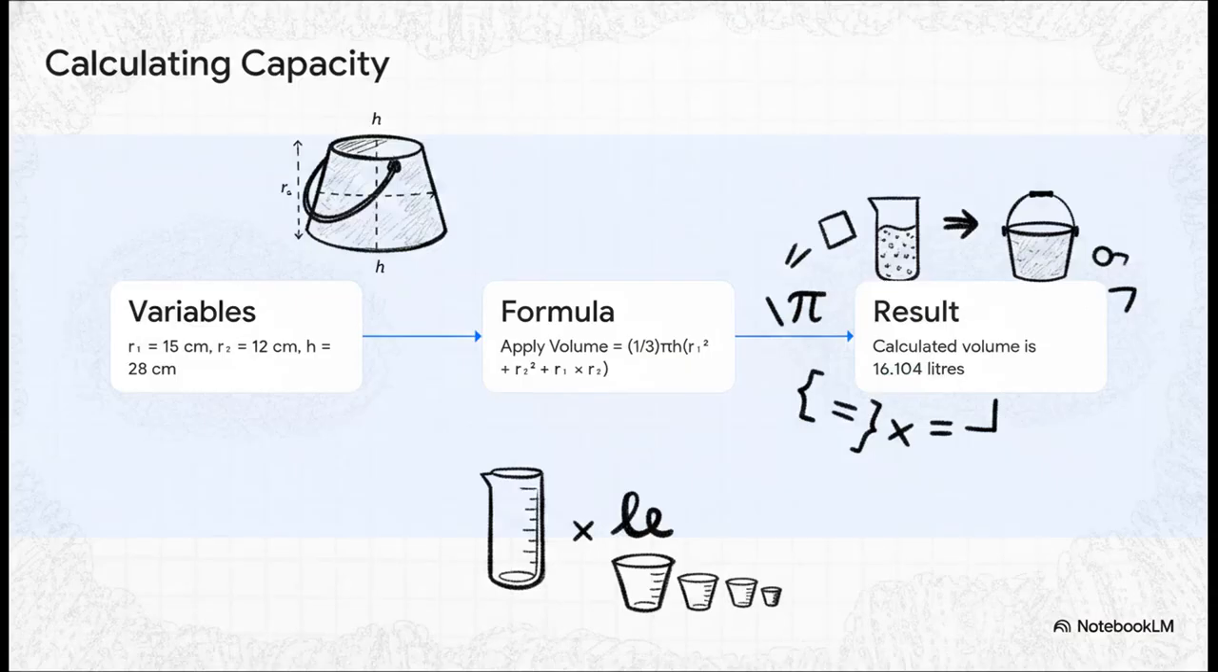Let's solve this systematically together. Step 1 is always to identify our variables, which we just did. Step 2, we carefully substitute our R1, our R2, and our height right into that volume formula we just wrote down in our notebooks. After calculating the squares, adding them up, and multiplying by 1/3 pi and our height, we arrive at a total volume of 16,104 cubic centimeters. Now, to put that into perspective, since 1,000 cubic centimeters make exactly 1 liter, we simply divide by 1,000. And there we have it. We successfully discovered that the bucket's total capacity is 16.104 liters. Excellent work following along with that calculation, students.